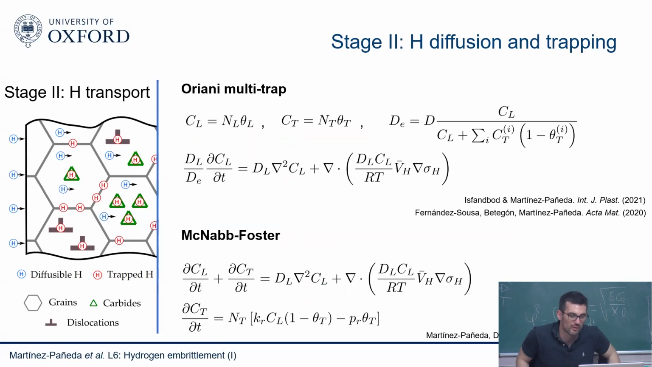Anyway, whenever you have those trap densities and binding energies, then you need to come up with a model, and the model is very simple. You have lattice and trap hydrogen concentrations. You have an effective diffusivity that is going to be reduced by your trapping occupancy. You can think of it as thermodynamic, or some people use the McNabb-Foster model, which is a more kinetic description. To be honest, I don't see that much difference. I think Oriani holds most of the time.